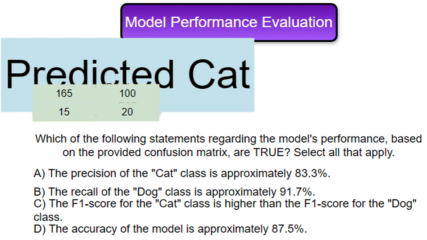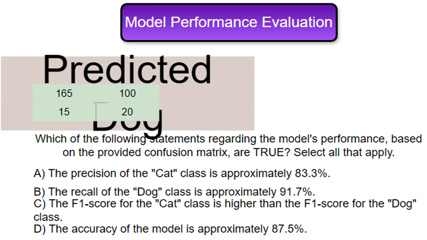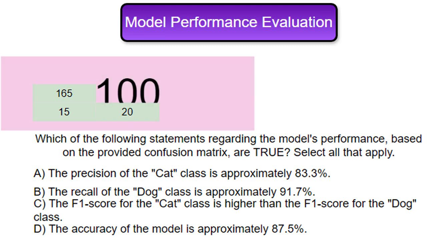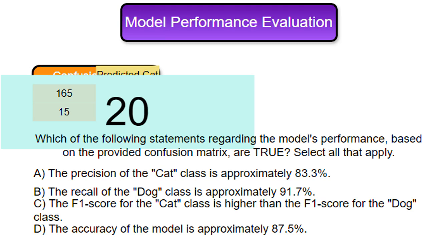This is the number of true positives for cats. That means the model correctly predicted 100 images of cats as cats. This is the number of false negatives for cats. The model incorrectly predicted 20 images of cats as dogs. This is the number of false positives for cats. The model incorrectly predicted 15 images of dogs as cats. This is the number of true negatives for cats. The model correctly identified 165 images of dogs as dogs.